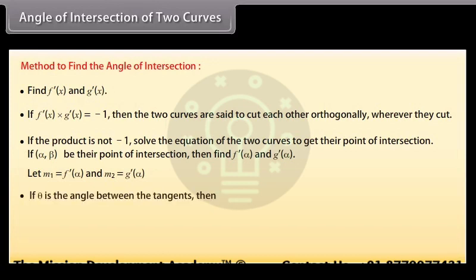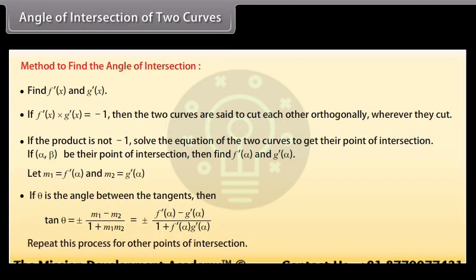If theta is the angle between the tangents, then tan theta is equal to plus minus (m1 minus m2)/(1 plus m1 m2), which is equal to plus minus (f'(alpha) minus g'(alpha))/(1 plus f'(alpha) into g'(alpha)). Repeat this process for other points of intersection.